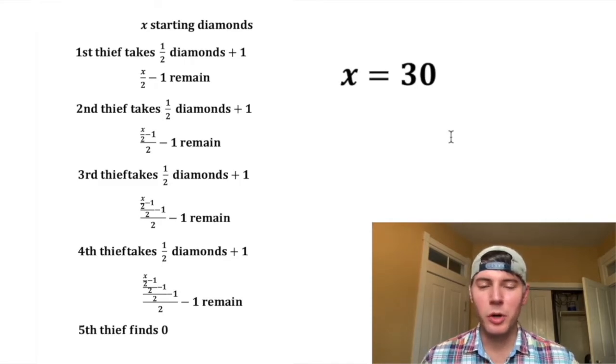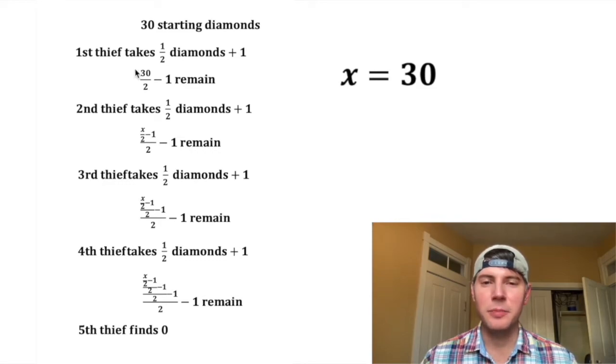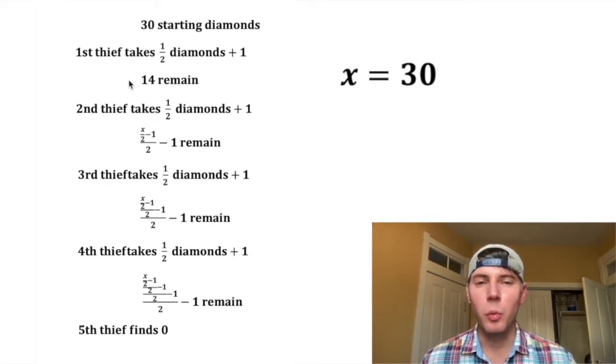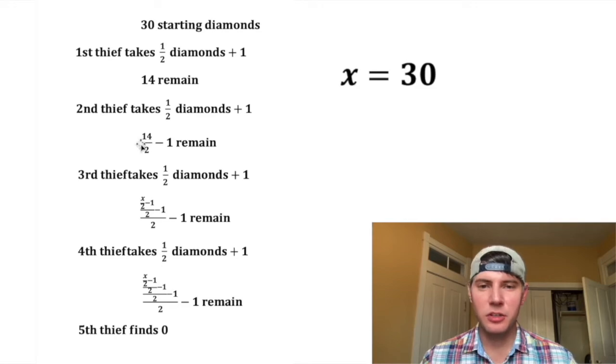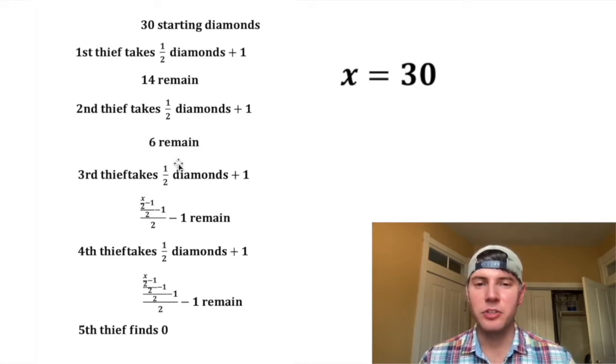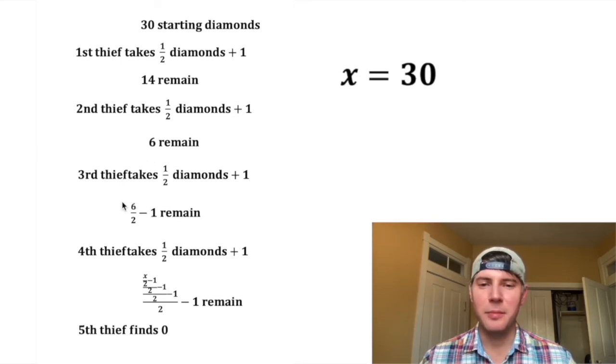And if we want to check our work, we can plug in 30 up here. The first thief took those 30 diamonds, cut them in half to get 15, and then took one more away. Then the second thief took those 14, cut them in half, but also took one more away to give us 6. Then the third thief shows up, takes those 6 diamonds, cuts them in half to get 3, and subtracts 1 to give us 2.